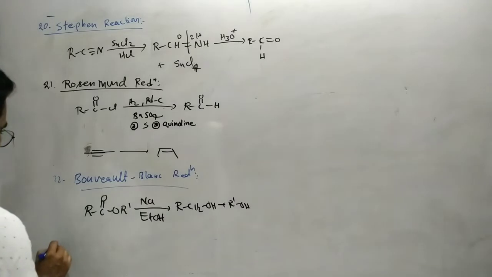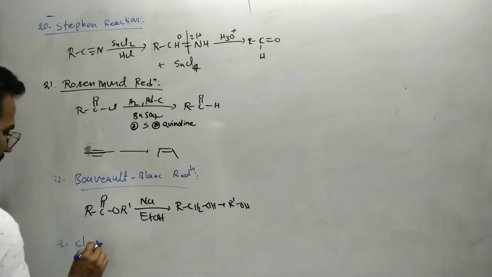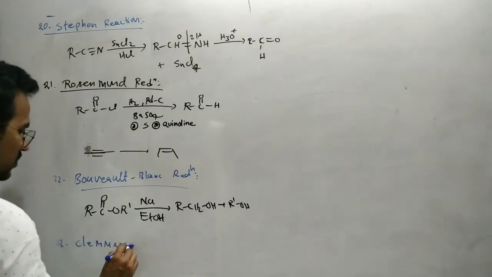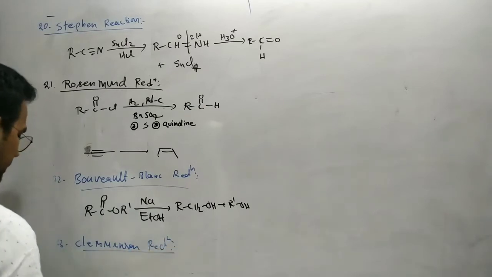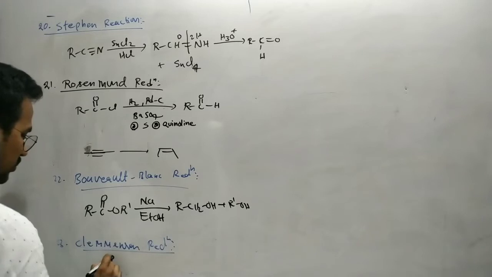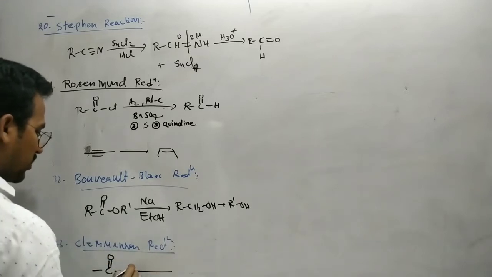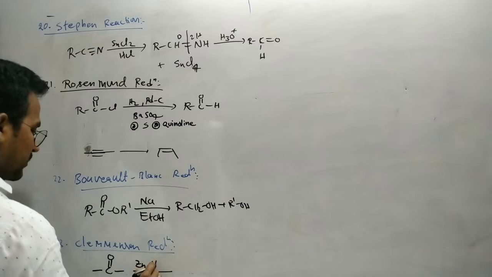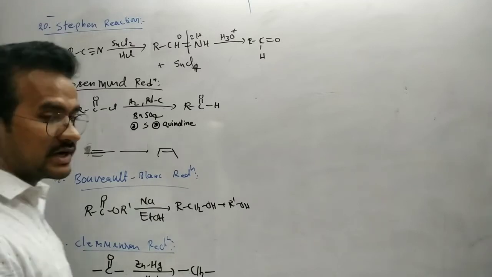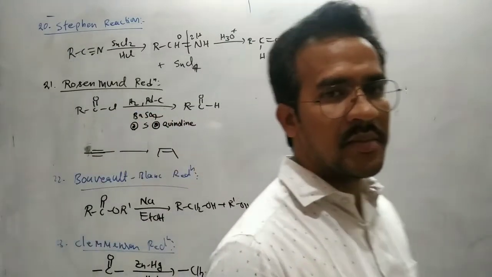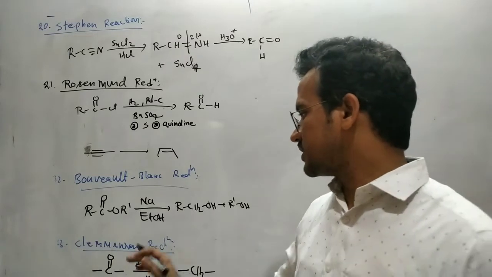Next, the 23rd one, the Clemmensen reduction. In the Clemmensen reduction, the carbonyl group is converted by reacting with amalgamated zinc and HCl. The carbonyl group is converted to methylene, CH2. That is the Clemmensen reduction.